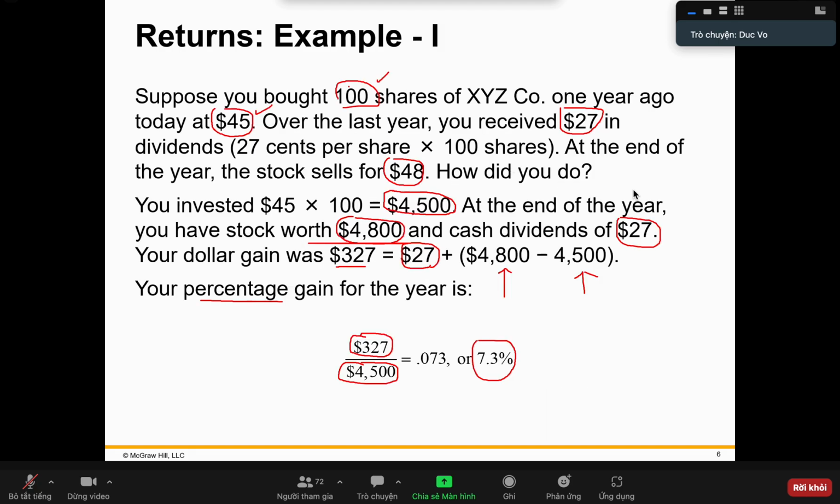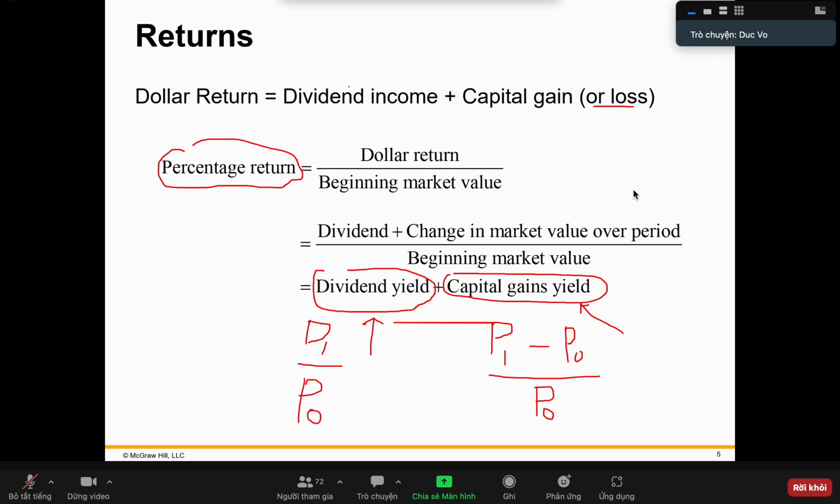And the last concept I want you to take away from this easy chapter is the total return or the percentage return will include two components. The first one is the dividend gain, also the dividend yield, and the second one is the capital gain yield. That's the two components. The dividend yield is the ratio between the next dividend divided by the current price. The capital gain yield is the difference between P1 minus P0 over P0. So they are all the concepts I want you to be mindful.